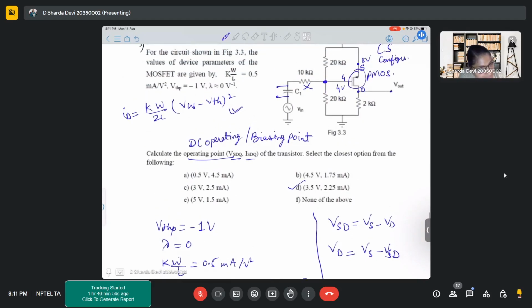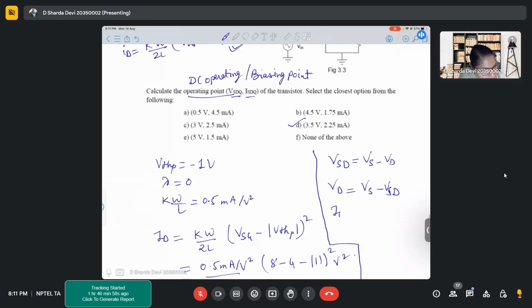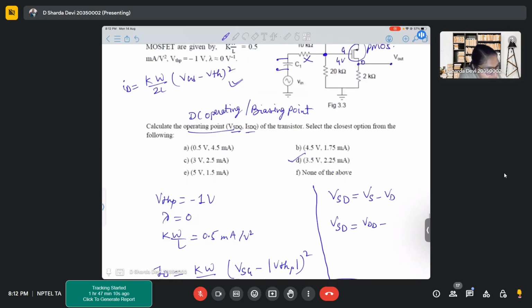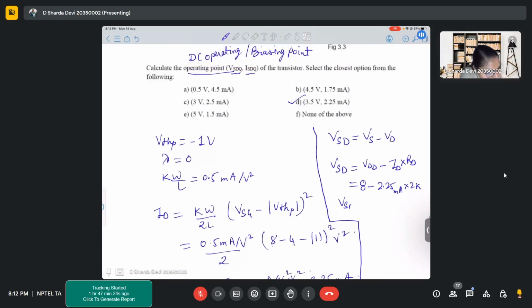And actually VD is also IDRD. So we can write it like VSD is equal to VS, which is VDD, minus ID into RD, that is 8 minus 2.25 milliamps into 2 kilo. So VSD is 8 minus 4.5. So VSD is 3.5 volts. See, we have got the final answer, right?